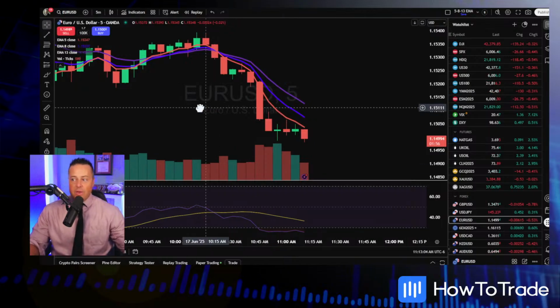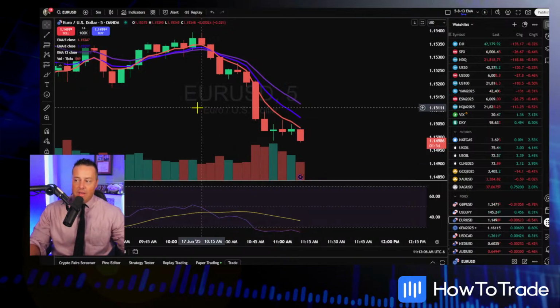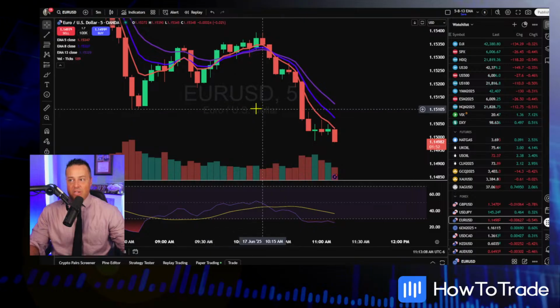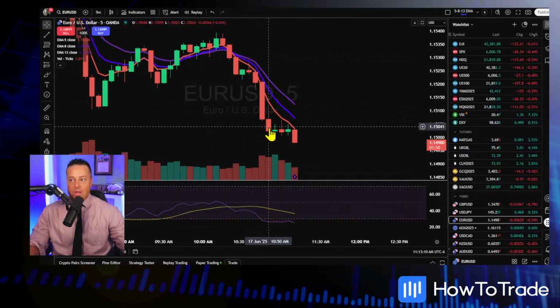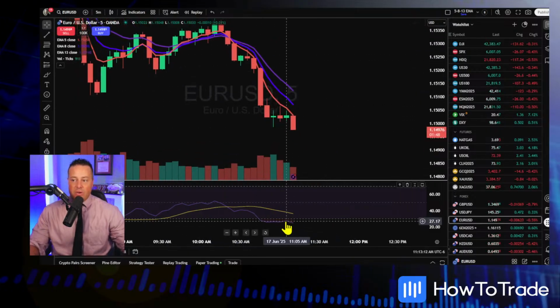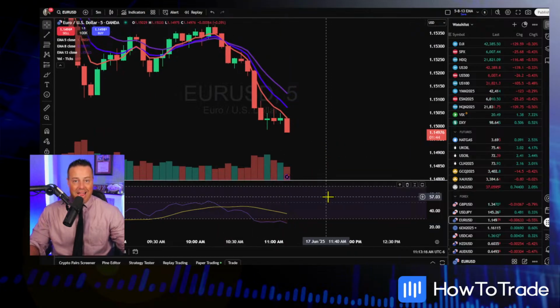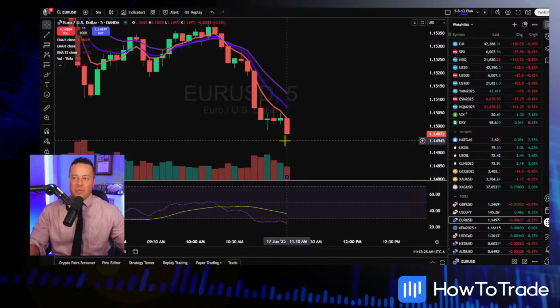Right here on the Euro USD, we've got a big sell-off. We're down about 0.5% on the 5-minute chart, really some good price action here. We're deep into oversold territory. What we want to do right now is buy. Remember, on the RSI, we are oversold when the RSI is under 30, and overbought when it's over 70. When we're under 30, we want to buy the market. When we're over 70, we want to sell the market. Really, that's all there is to it.